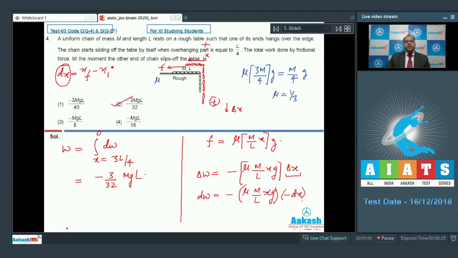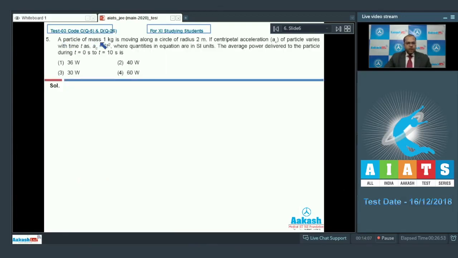Let's move to question number 5. In question number 5, a particle of mass 1 kg is moving along a circle of radius 2 meter. If the centripetal acceleration Ac of the particle varies with time t as Ac equal to 3t square, where quantities in the equation are in SI units, find the average power delivered to the particle during t equal to 0 to t equal to 10 seconds. It is already given in the question, centripetal acceleration v square by r, the value of r is 2, this is equal to 3t square. So from here the value of v comes out to be root 6 into t.